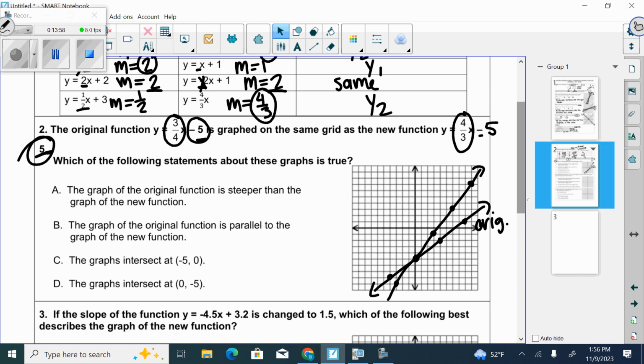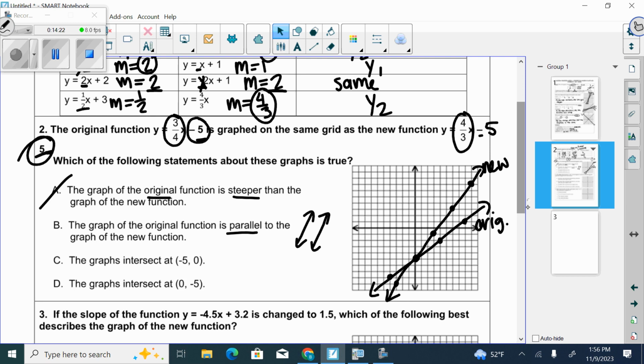So here's the equation of the new function. So as we can see, the new is steeper than the original. A says the original is steeper. Well, that's not true, it's flatter. The graph of the original function is parallel. Remember, parallel means they run side by side and will never intersect. That's not the case here.